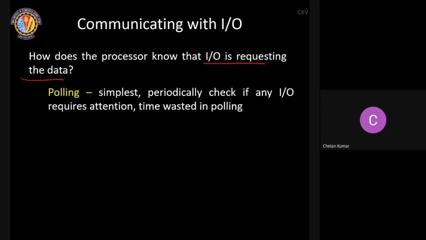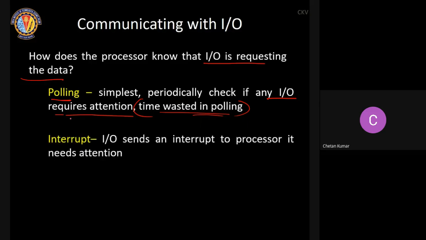In the processor, you keep checking the IO port. You periodically check whether the IO requires attention, whether the IO is requiring some data or not. But there is a lot of time wasted in checking for that. The processor has many other tasks to do, many other instructions to execute. So this is not preferred very much. This is called polling. The other one, as many of you have pointed out, is through an interrupt signal. Whenever the IO wants some data from the processor or needs to send some data to the processor, it will raise an interrupt.